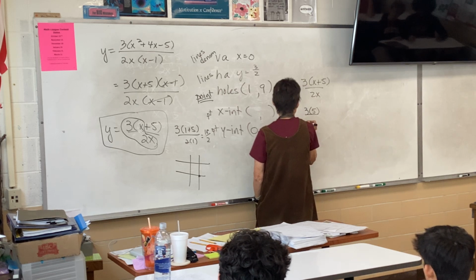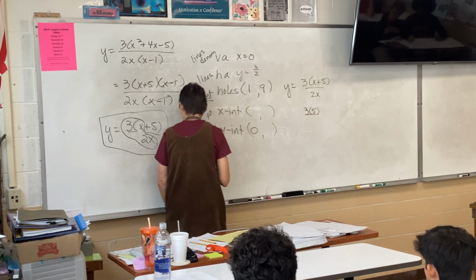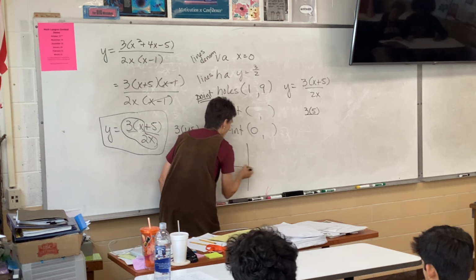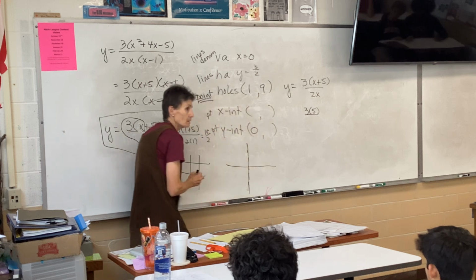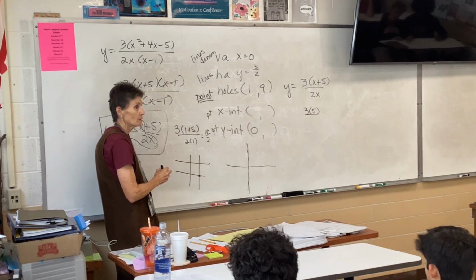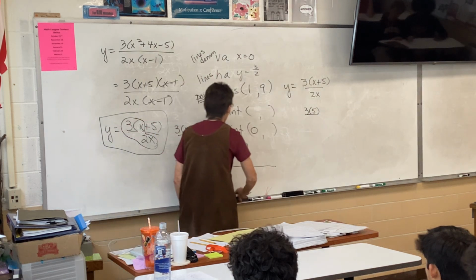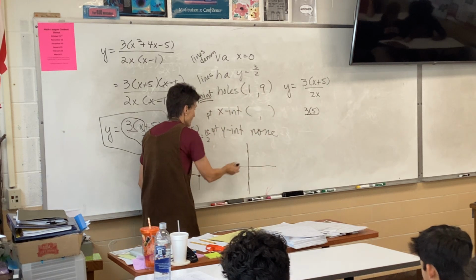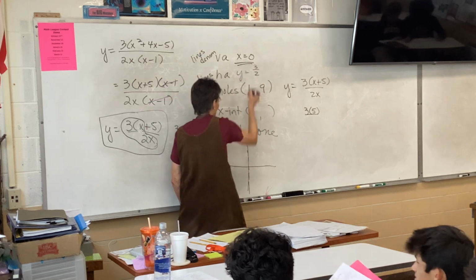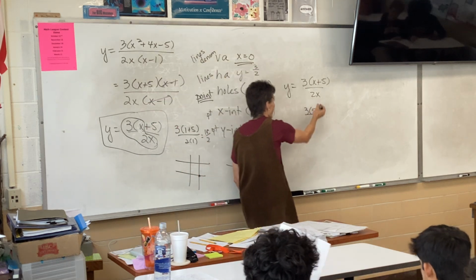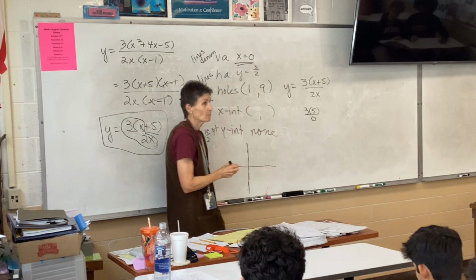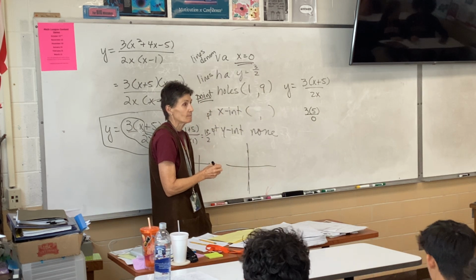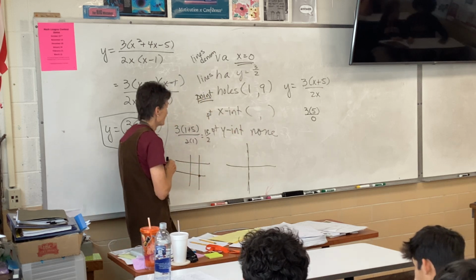Wait. No, I have an asymptote at x equals 0. Can I put in 0? We have no y-intercept, because we said we had an asymptote there, and look what happened when we tried. What happened when we tried? Didn't work, undefined. So we don't have a y-intercept this time.